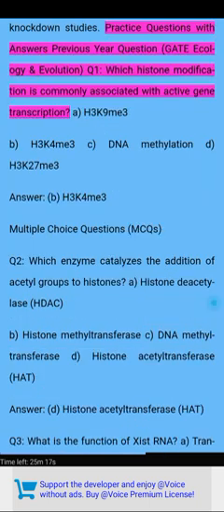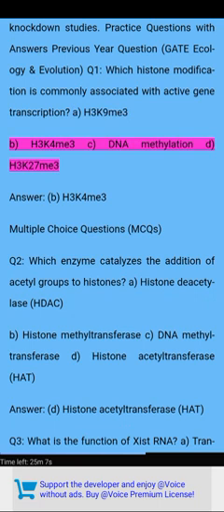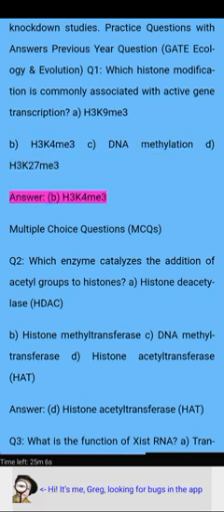Practice questions with answers. Previous year question, GATE Ecology and Evolution, Q1. Which histone modification is commonly associated with active gene transcription? A. H3K9Me3. B. H3K4Me3. C. DNA methylation. D. H3K27Me3. Answer: B. H3K4Me3.